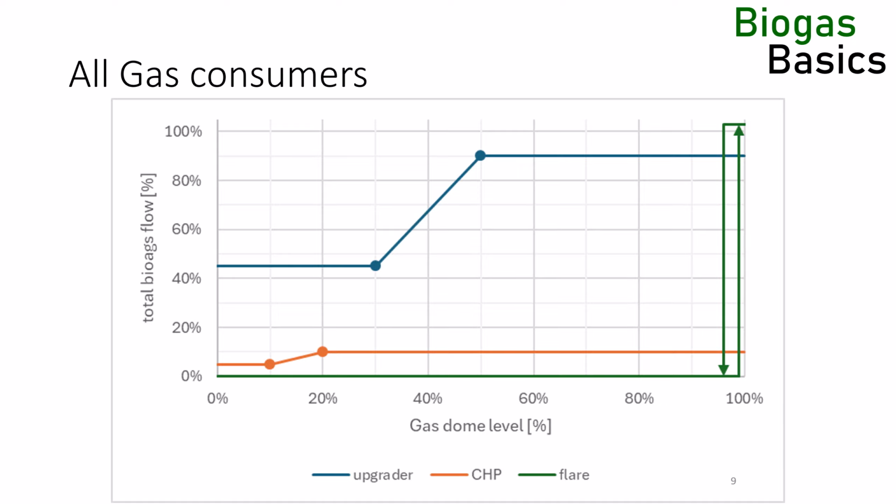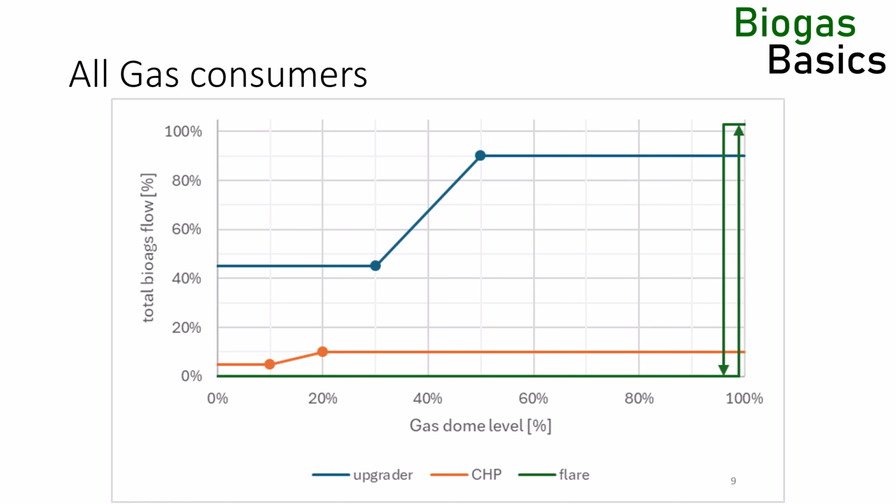The CHP control must be adapted to the upgrader control. This figure shows the relative percentage of biogas uptake by the CHP in orange, upgrader in blue, and flare in green as a function of the gas dome level. The CHP takes around 10% and the upgrader 90% of the total nominal biogas production. The flare can burn more than the nominal biogas production.